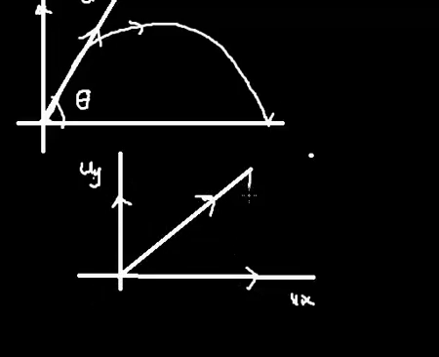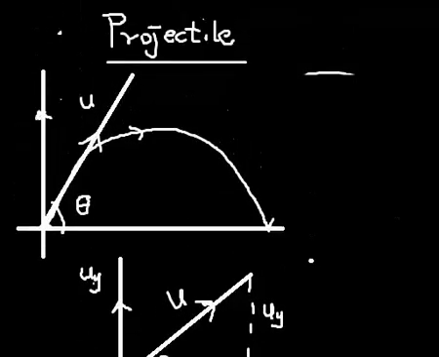So you can express such a vector, this vector u, in the vertical dimension. You can also express it in the horizontal dimension. So I use uy to represent the vertical component of u, and I use ux to represent its horizontal component. Now remember, the angle is theta.